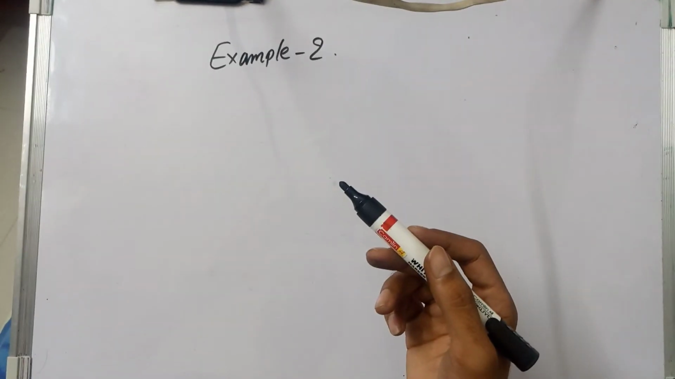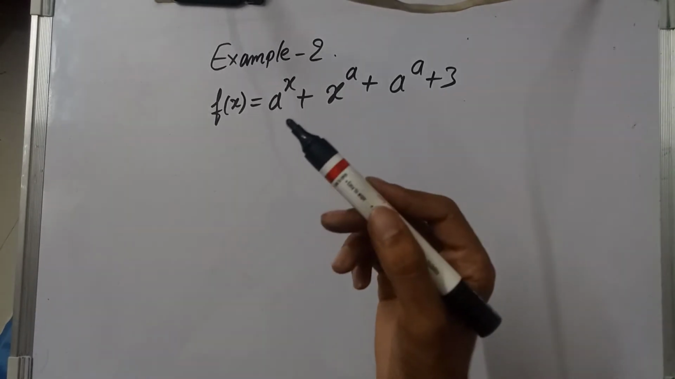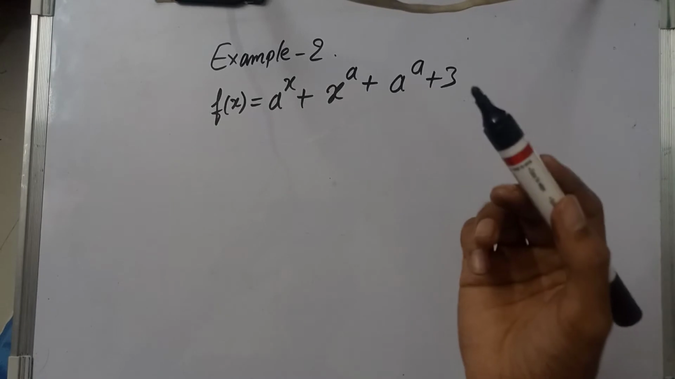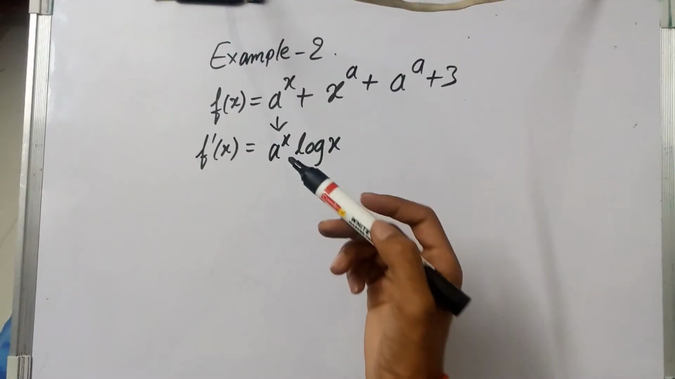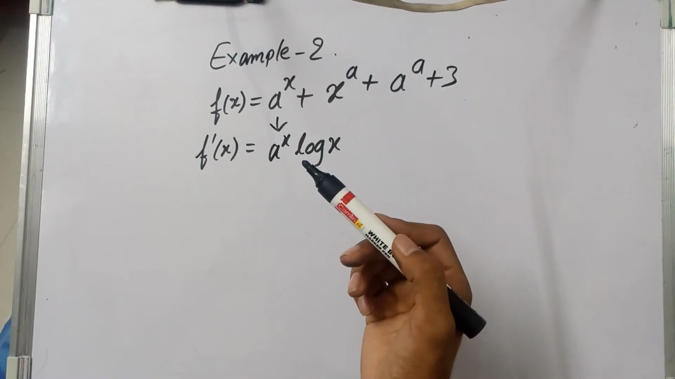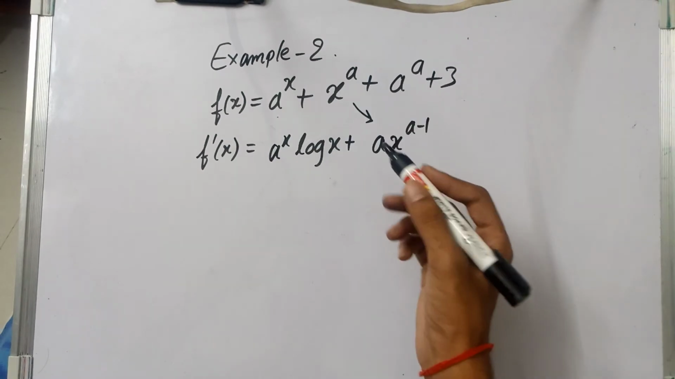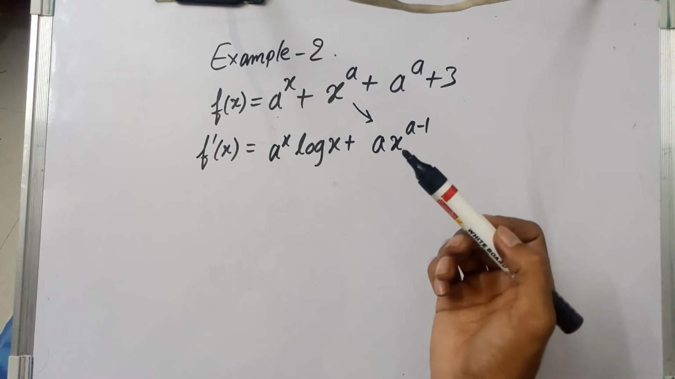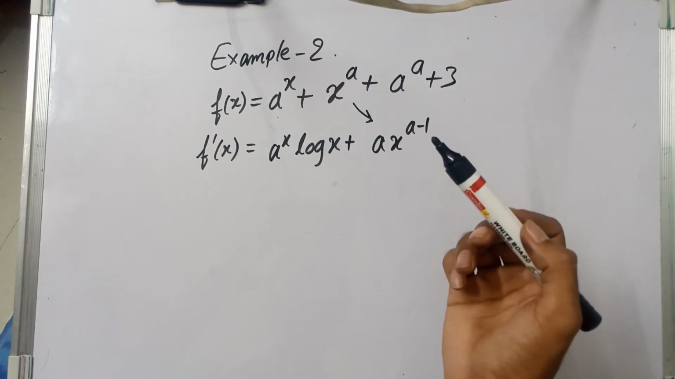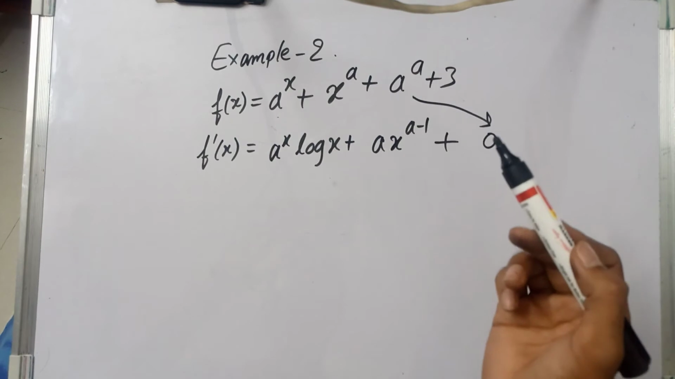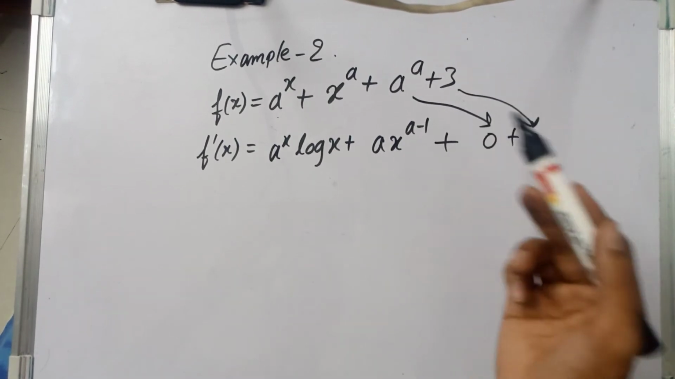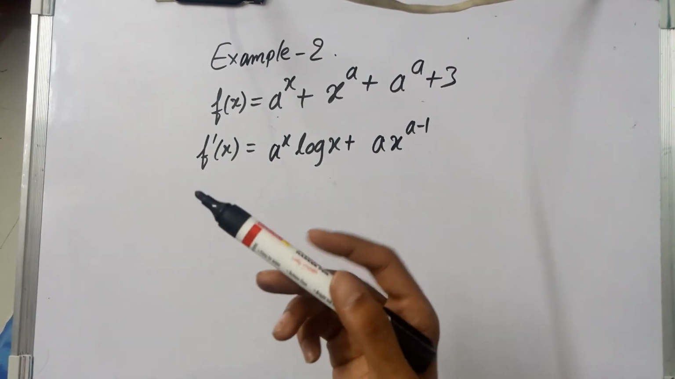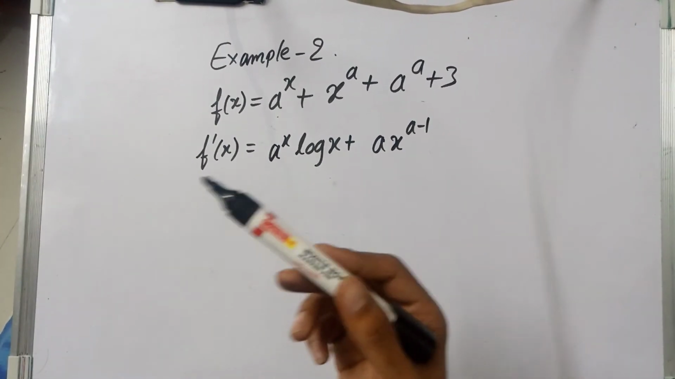Example 2. f(x) is equal to a raised to x plus x raised to a plus a raised to a plus 3. First gives a raised to x into log a. Second, derivative of x raised to a gives a into x raised to a minus 1. Third gives 0. Fourth also gives 0 because both are constant. So we get derivative this.